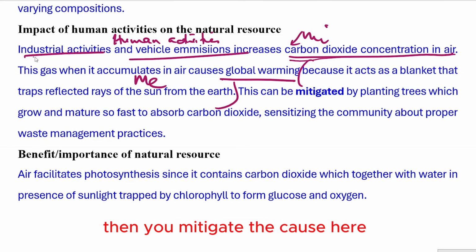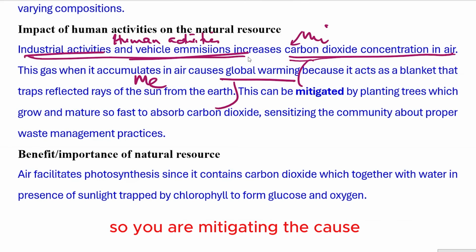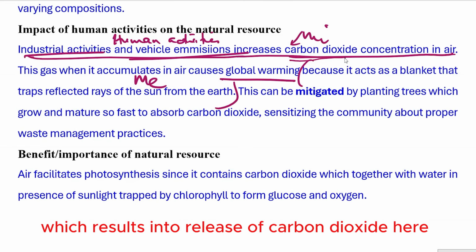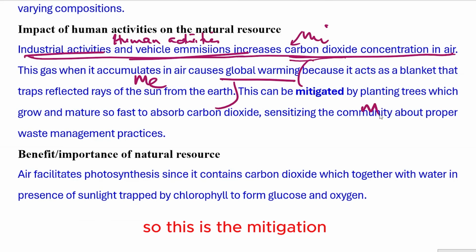So this is explanation, then this is the impact. Then you mitigate the cause here. So you are mitigating the cause, which results into release of carbon dioxide here. So this is the mitigation. So that's how you respond that part there.